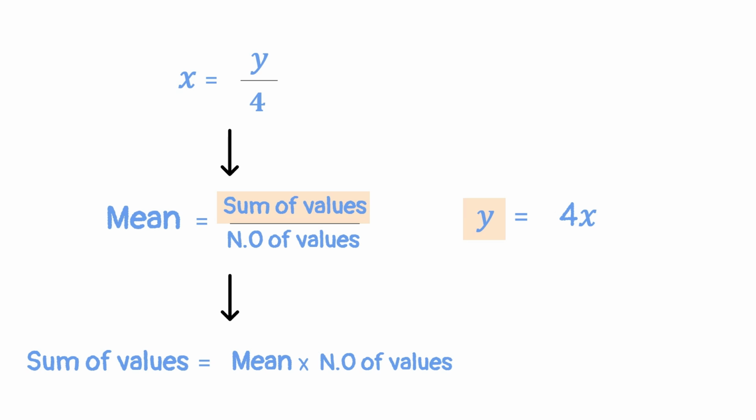and we can just rearrange for the sum of all values, just the same as we did for y, by multiplying by whatever is the denominator. So the sum of all values is equal to the mean multiplied by the number of values. You can see here that nothing changes. We literally just treat the words as if they were letters and manipulate them just the same.